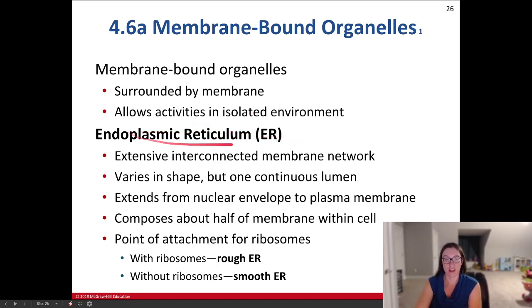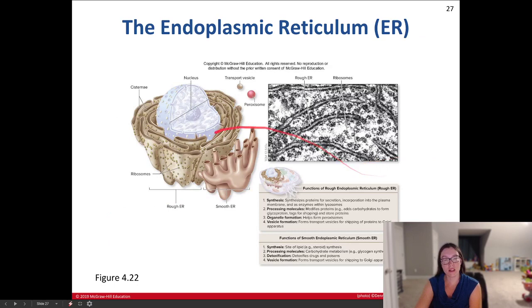The first one we'll talk about is the endoplasmic reticulum. We have 2 different flavors of it. A rough ER has ribosomes attached to the outside, and the smooth ER does not have ribosomes. Together they make up about half of the membrane within the cells, and they both have different jobs. So here is the rough ER. We can see it's continuous with the nuclear envelope, and it's covered in ribosomes. The smooth ER over here looks similar, but does not have ribosomes. As you can see, it's attached over here to the rough ER.